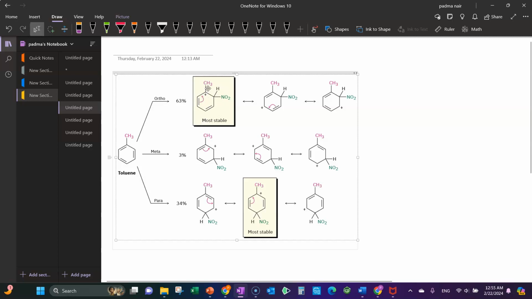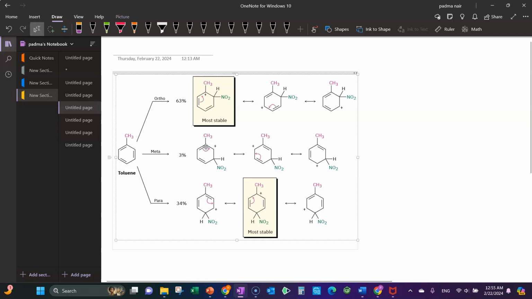We can see that CH3 is an electron donating group. Okay, it donates electron density by inductive effect. So it stabilizes this positive charge in the structure, right? Same thing happens with para. If you look, there are 3 resonance structures for the sigma complex, and in one of the structures, the positive charge is very close to the methyl group, and the methyl group is electron donating via inductive effect, so it stabilizes this positive charge.